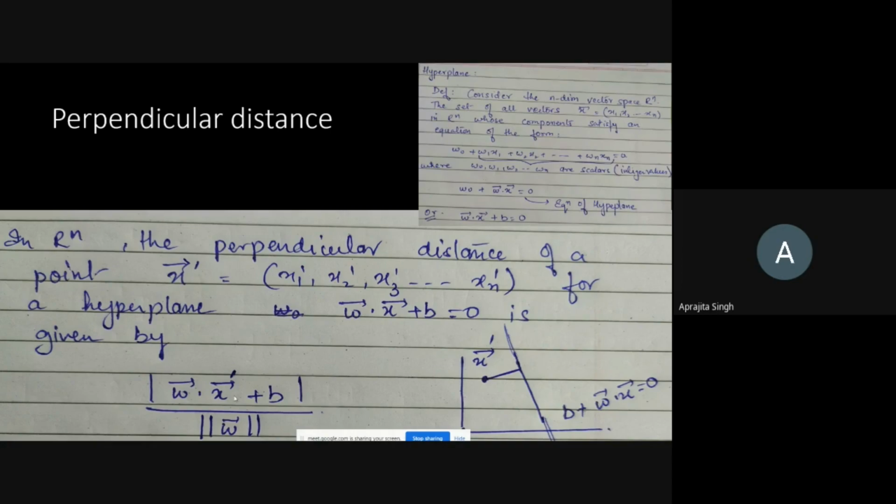Now how did we get this? I have just put the previous slide's content here. What is this particular thing? This expression is the equation of the hyperplane. So what is in the numerator? The equation of the hyperplane, and what is in the denominator? Norm of omega.